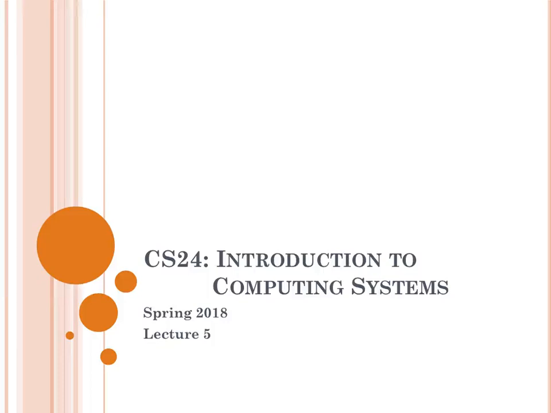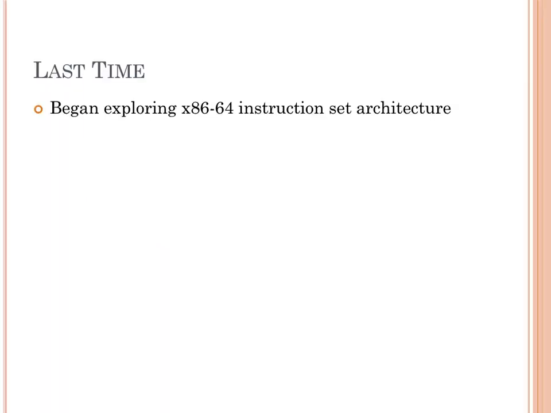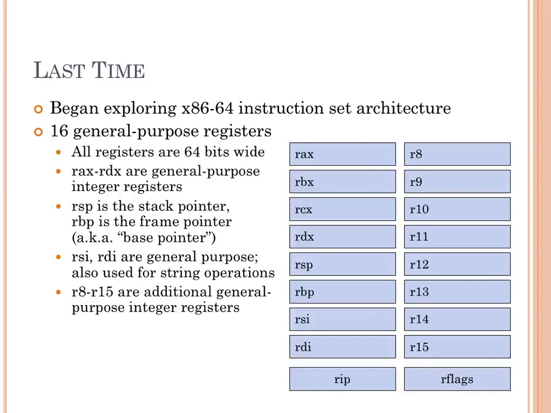Okay, so like I was saying, this is going to be the introduction of the x86-64 instruction set. Last time we talked a lot about the registers, because the registers are bewildering and confusing all by themselves. But we had these registers, 16 general purpose registers, which is really great.